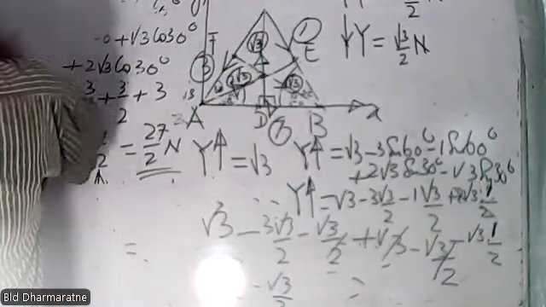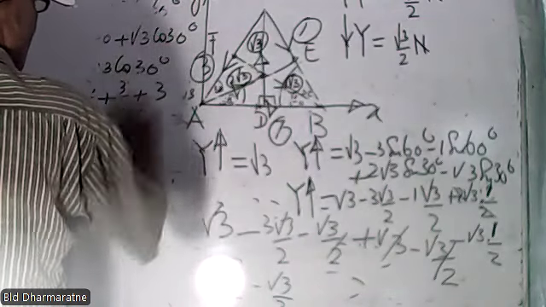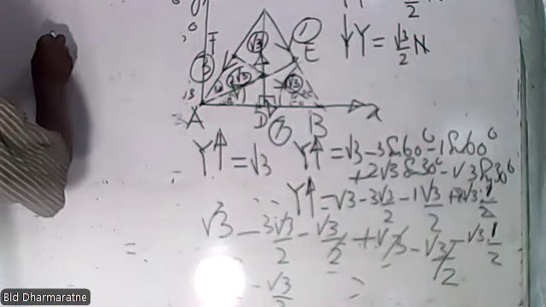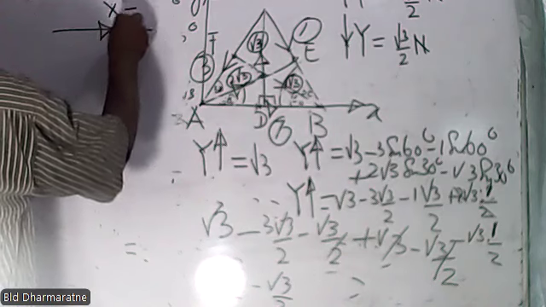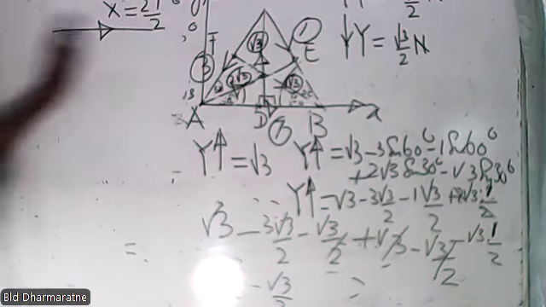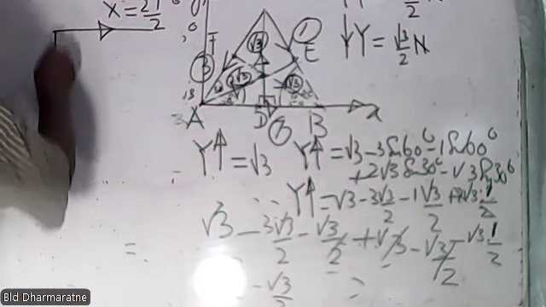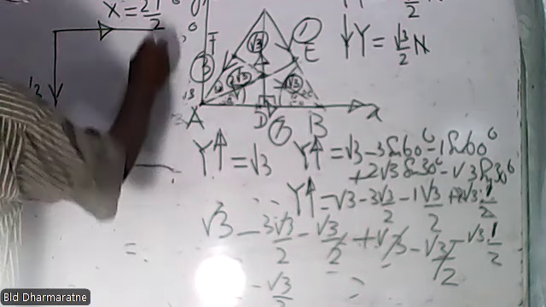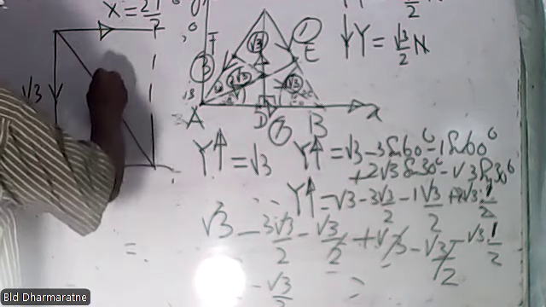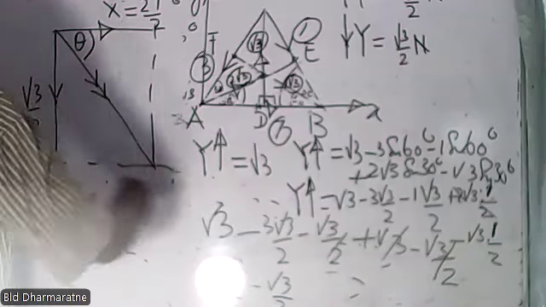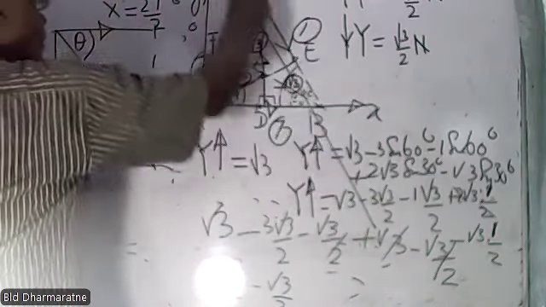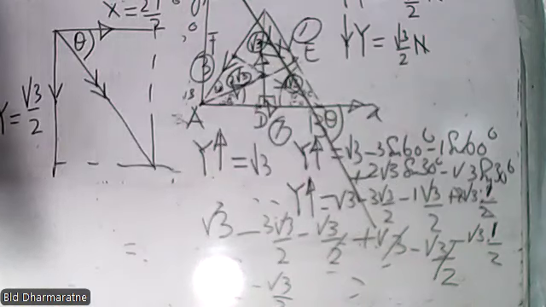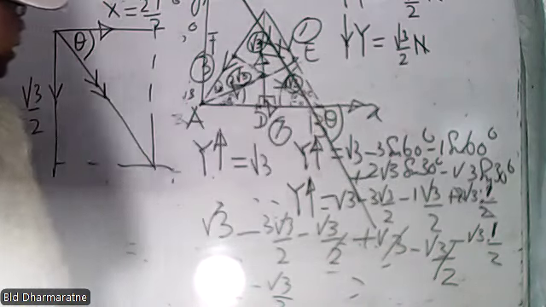How do you get the answer? Draw this: X equals 27 over 2, the large value, in this direction. Y is 2 root 3 over 2 in the downward direction. Now draw the parallelogram. This direction is the resultant direction. Theta is here, the resultant goes like this. This is the angle theta. Acute angle here, this is the obtuse angle. Now we are doing the acute angle.